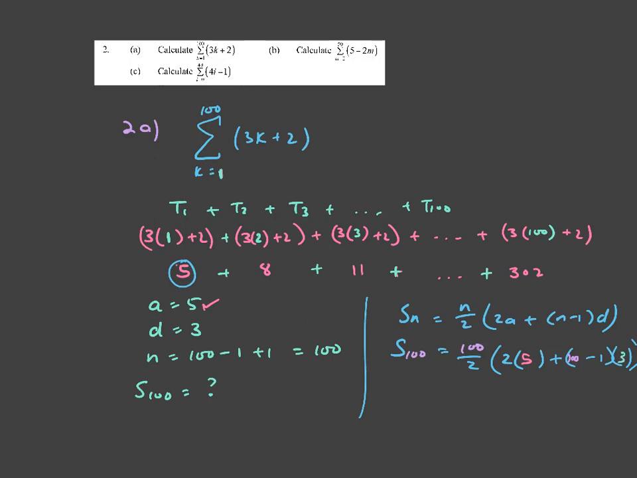Alright, so in other words, the sum of the first 100 terms is going to equal 50 times (10 plus (100 minus 1) times 3), which is equal to 50 times (10 plus 297). So the sum of the first 100 terms is equal to 50 times 307, so that's 15,350.